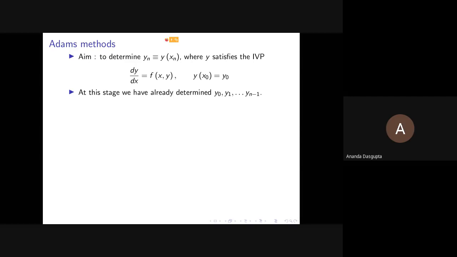But we have some information. We know all the past behavior, y0, y1, y2, yn minus 1, and so on. So why can't we use the past behavior as well? Do you understand the point here?